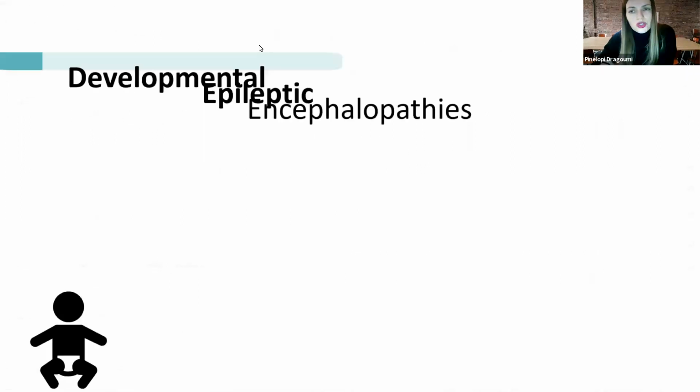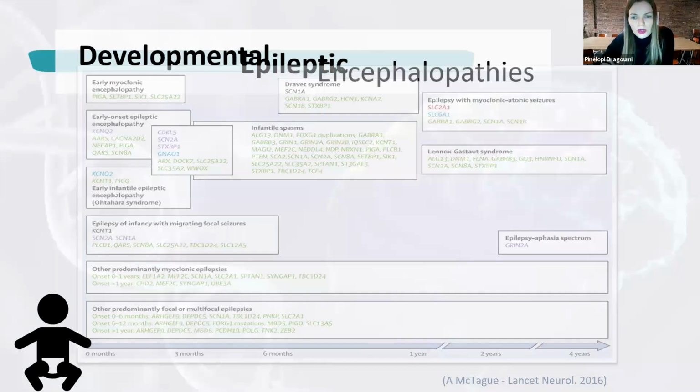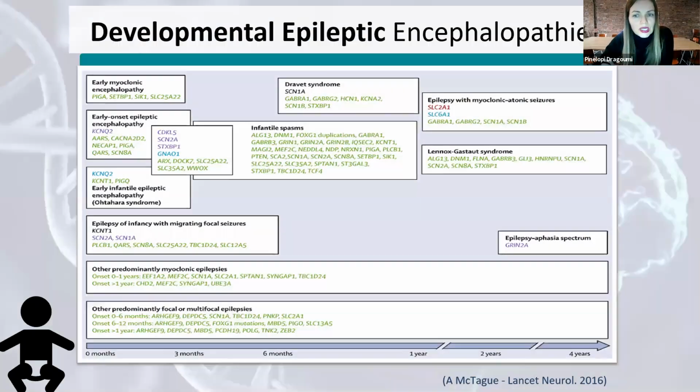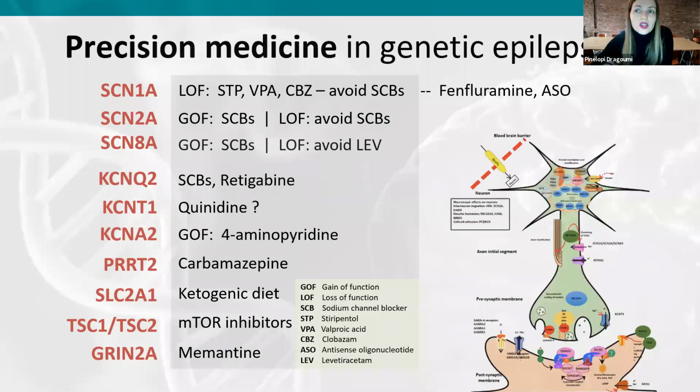Review, just to show you, this is from a very good paper which was published in Lancet Neurology in 2016, an overview of the underlying etiology of most of the epileptic encephalopathies, and also what has given us the opportunity to try and find targeted treatments in these epilepsies.